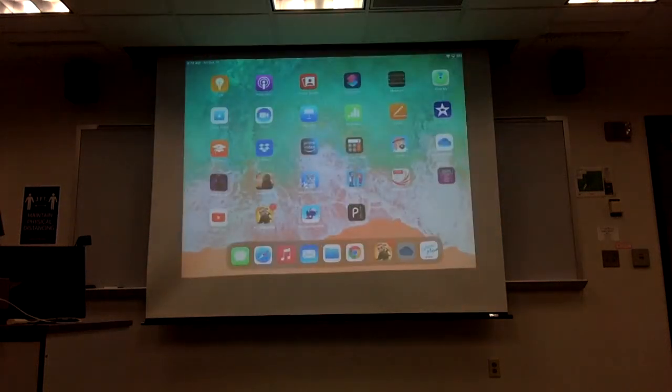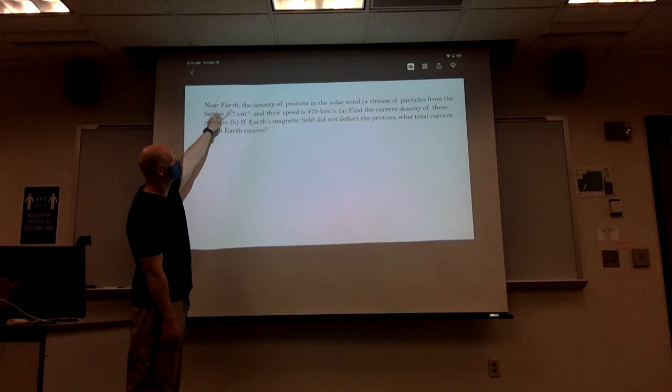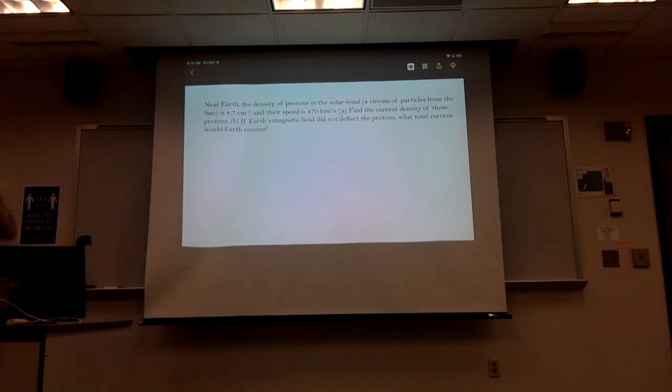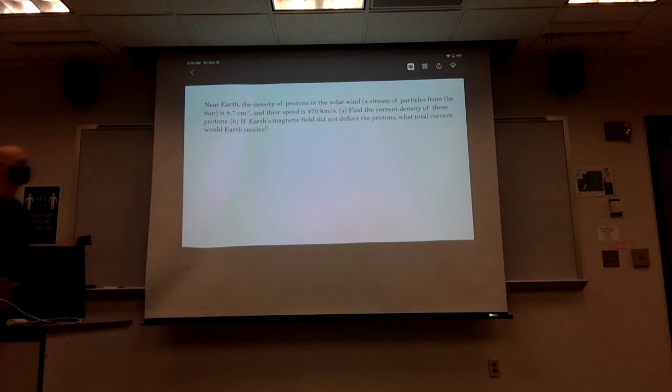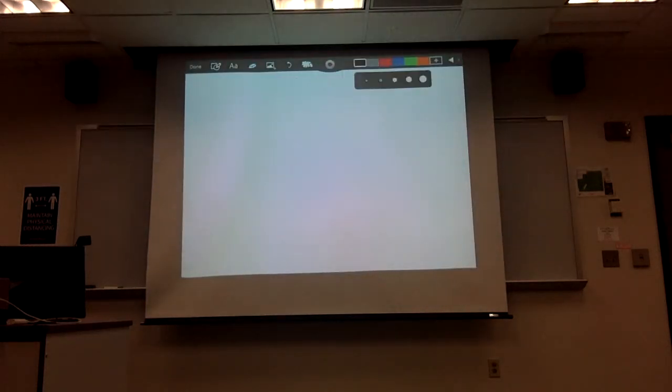So this is our problem here. Again, we have a number density of 8.7 protons per centimeter cubed moving at 470 kilometers per second. And we want to know, what is the current density of these protons? That's part A. And then part B, we want to know if the Earth's magnetic field did not deflect the particles, meaning that all the solar wind went across the surface of the Earth, what then is the total current the Earth would receive from these charged particles? So let's discuss that.